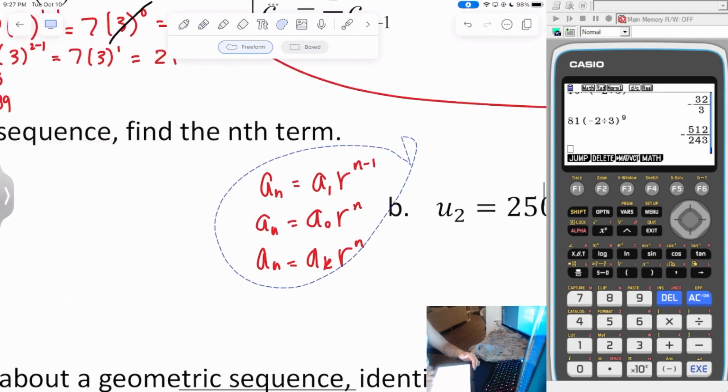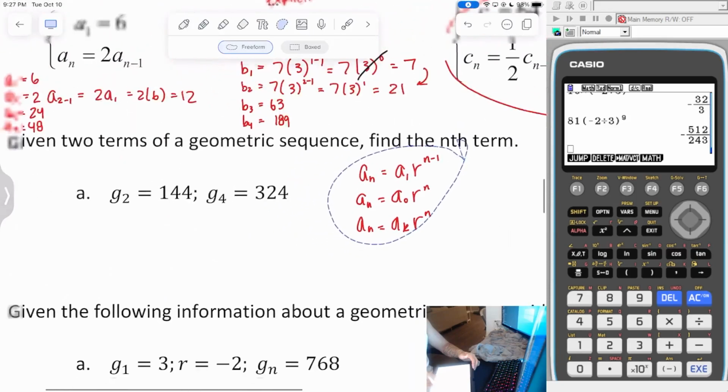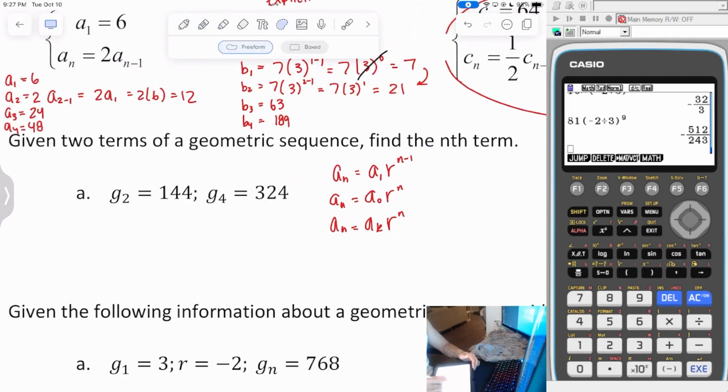So let's see. Let's go ahead and find what we're supposed to do here. What does it say? Given 2 terms of a geometric sequence, find the nth term. All right, let's see what we can use in terms of my equations and which ones will be useful.